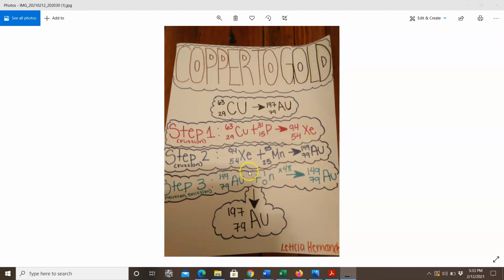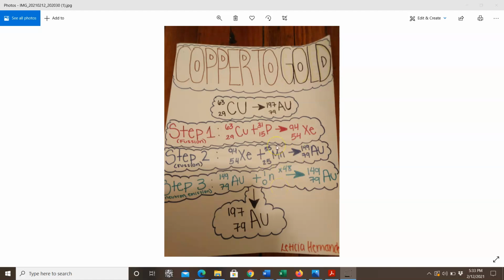And then they took gold 149 and bombarded it with a bunch of neutrons, which added a bunch of neutrons to it, and got gold. From there, they got gold 197. They added 48 neutrons. So essentially, this is 48 separate steps.